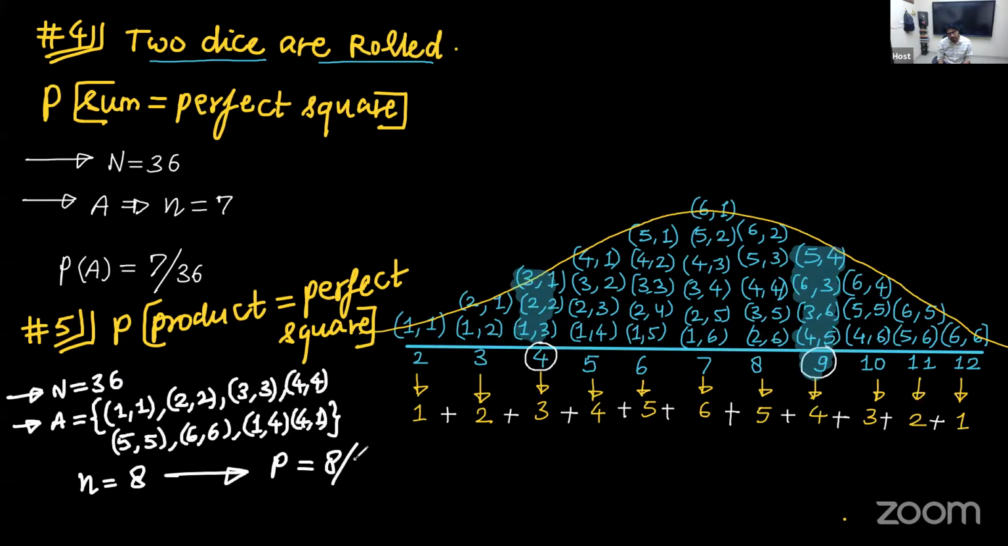We get the probability as 8 upon 36. 8 upon 36 becomes 2 upon 9, since 4 times 2 is 8 and 4 times 9 is 36. So 2 by 9. Yes, 2 by 9.